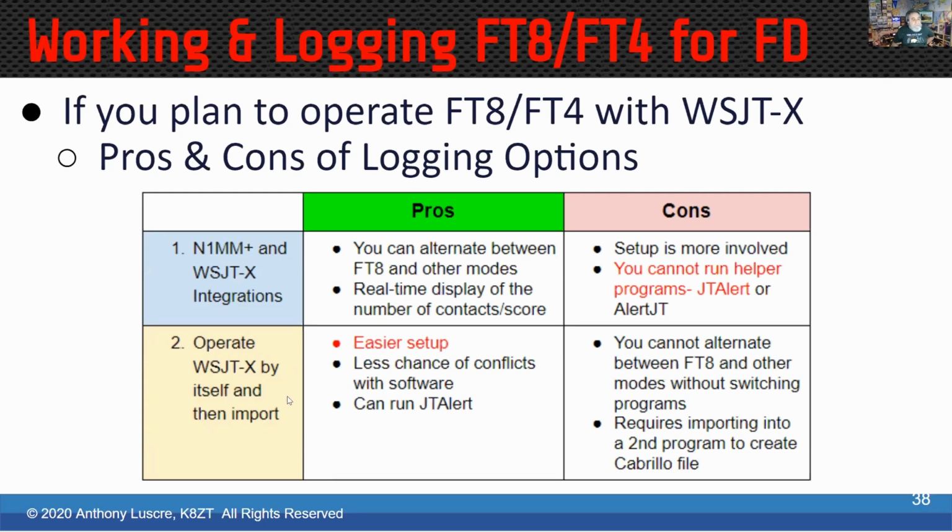If you operate the WSJT-X only by itself and then import the information later into your logging software, it's a little bit easier setup. There's less chance of conflicts with other software, and you can run JT Alert or Alarm JT, whichever you prefer. But you cannot alternate easily between other modes with your logging software. And it requires importing the log into other software to create your Cabrillo file.